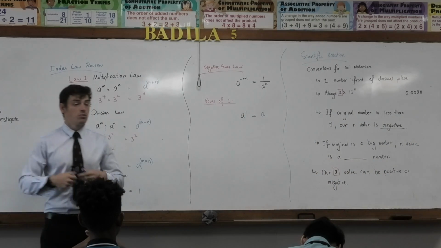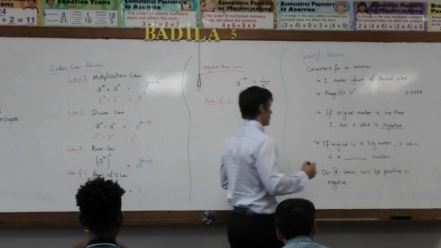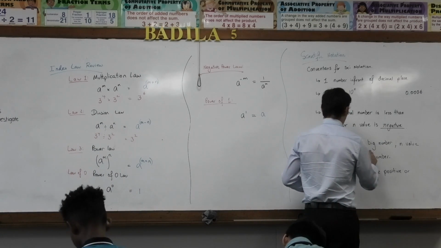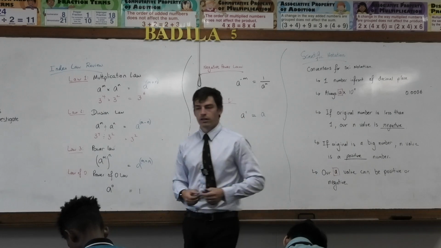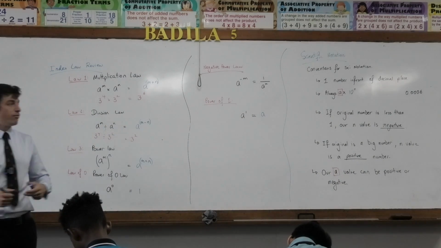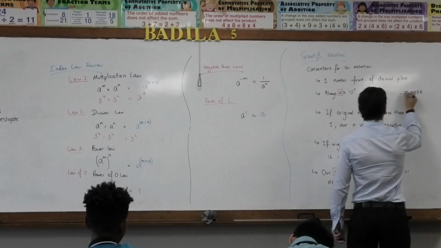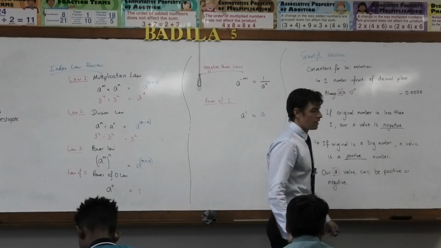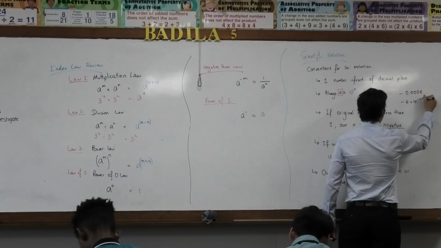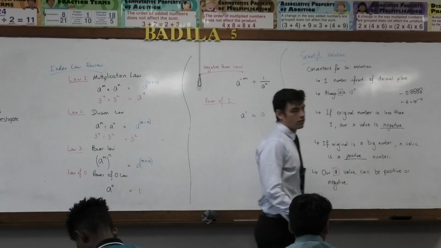If the original number is big though, our n value must always be positive. Our a value can be both positive and negative, correct? Yes. If my original value is negative 0.0006, that would become negative 6 times 10 to the power of negative 4. Let's just check that 4 is good.